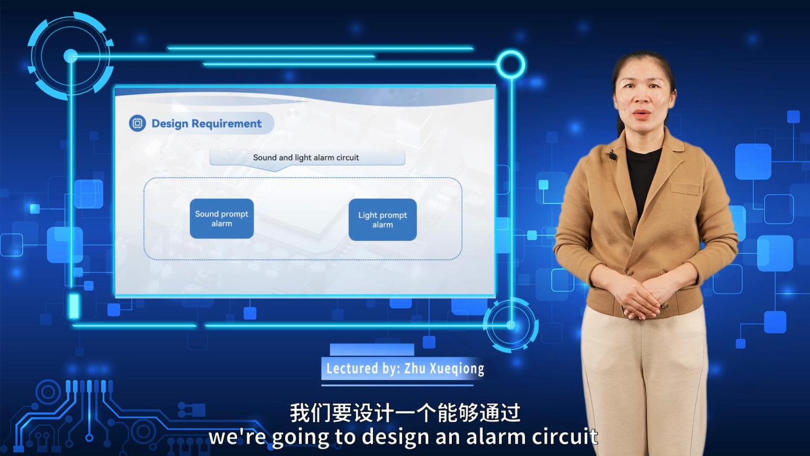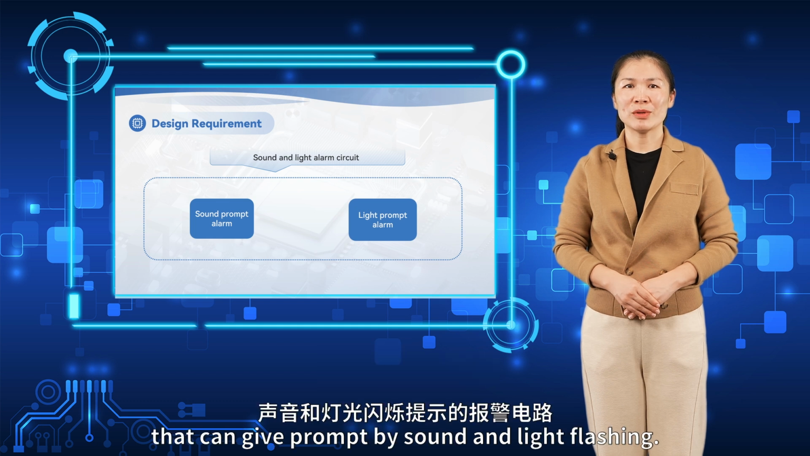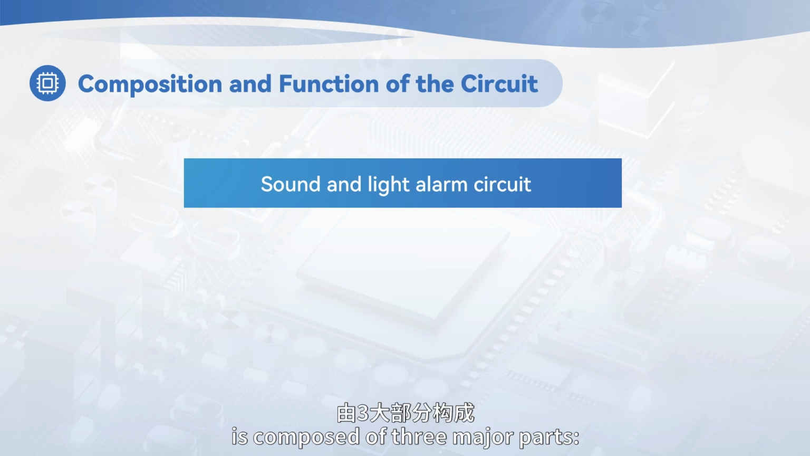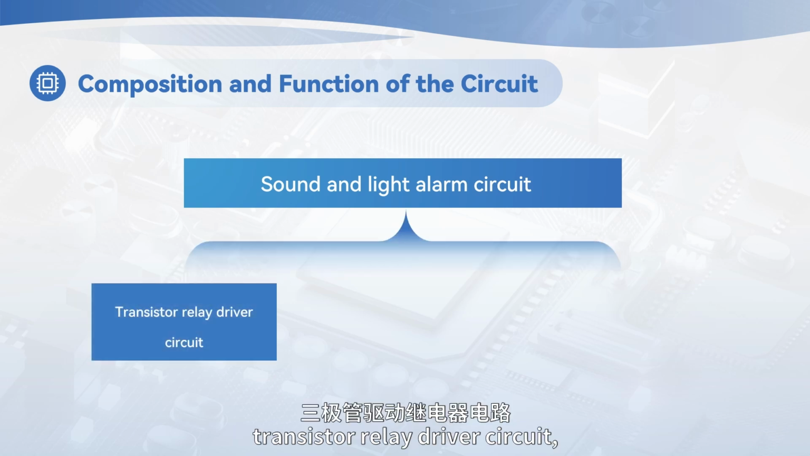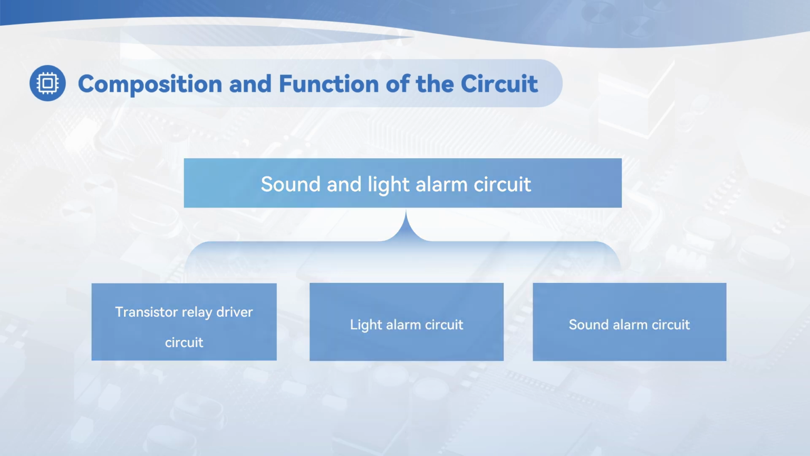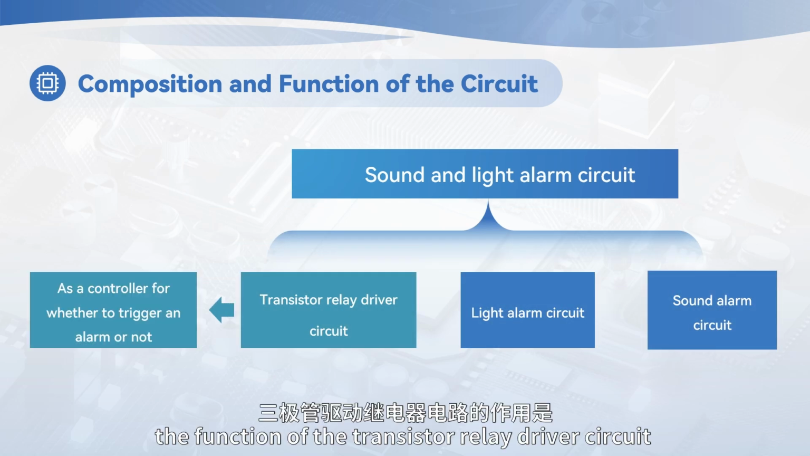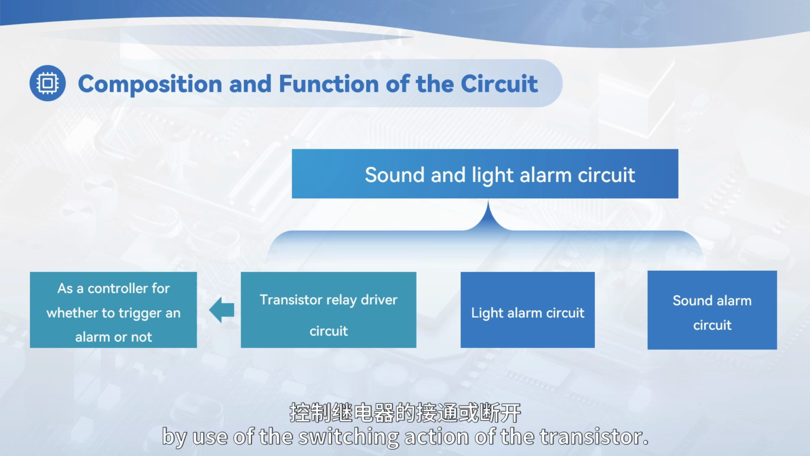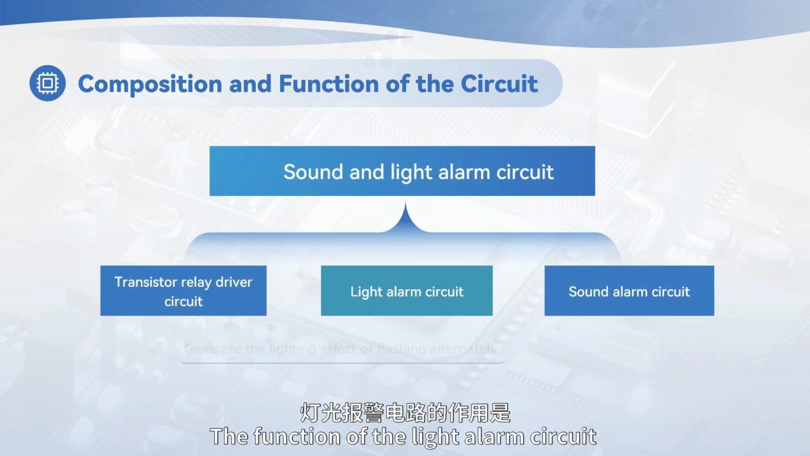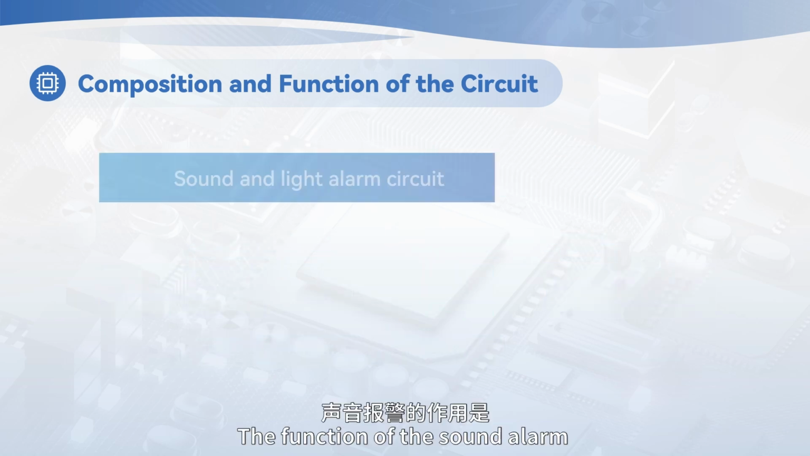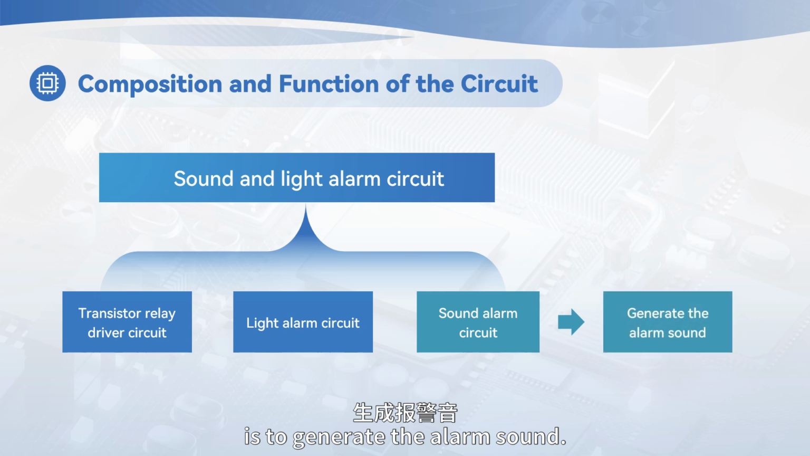In this lesson, we're going to design an alarm circuit that can give prompt by sound and light flashing. The sound and light alarm circuit is composed of three major parts: transistor relay driver circuit, light alarm circuit, and sound alarm circuit. Among them, the function of the transistor relay driver circuit is to control the switching on and off of the relay by use of the switching action of the transistor. The function of the light alarm circuit is to generate the lighting effect of flashing alternately. The function of the sound alarm is to generate the alarm sound.